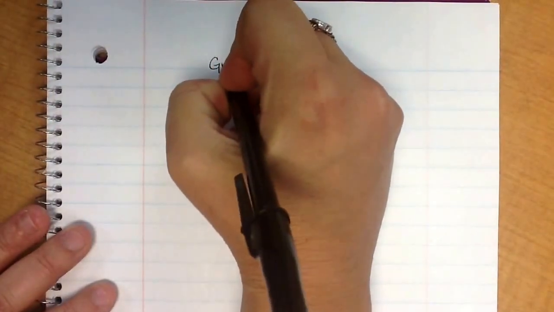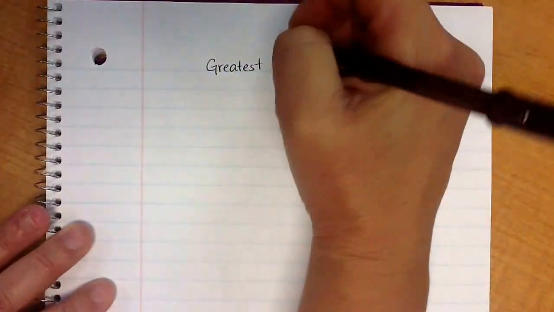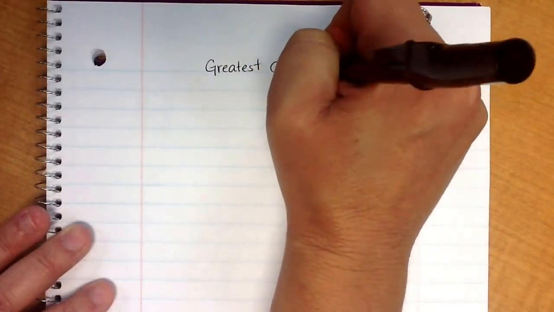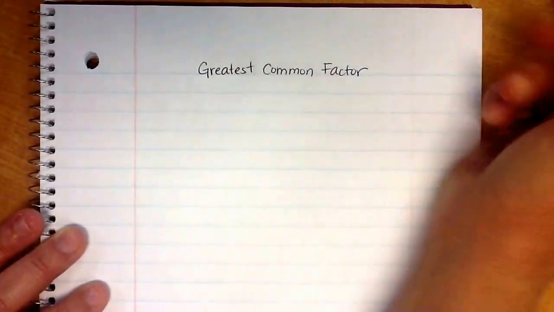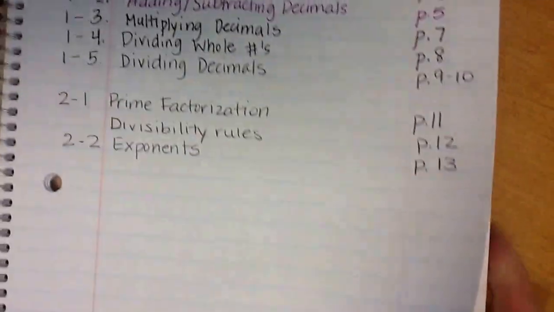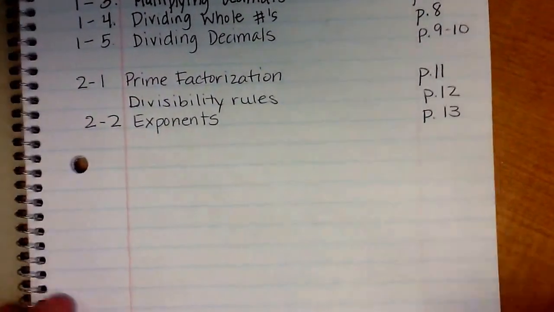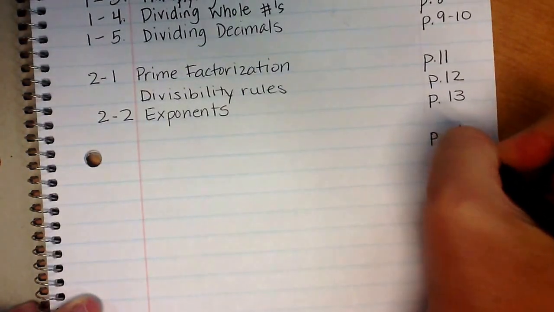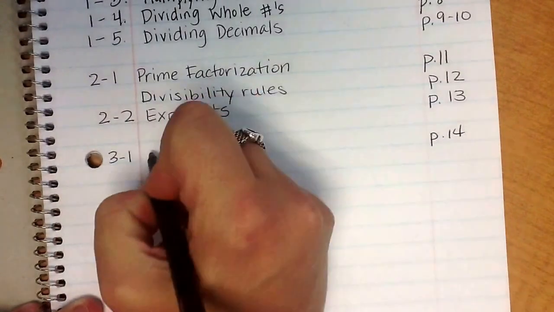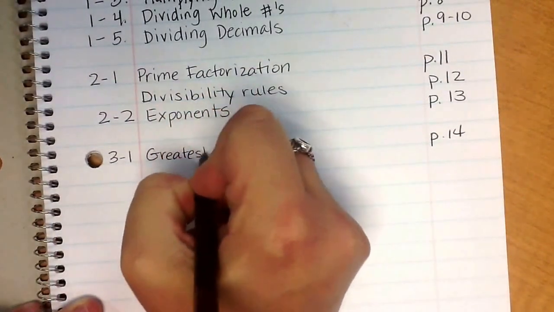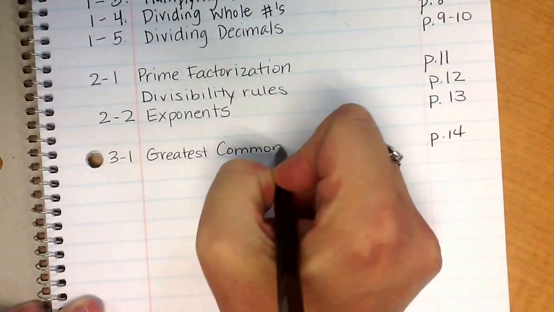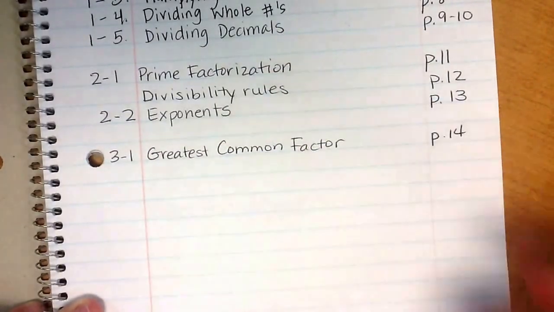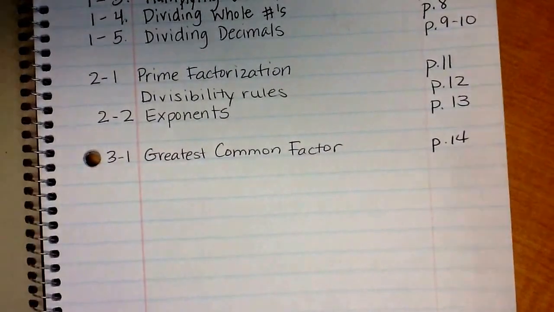This is on greatest common factor, so I'm going to go ahead and put that title on my notes. Greatest common factor, page 14 for me. I'm going to skip a line here so I can put 3-1 greatest common factor. Make sure you add that to your notebook if you don't have it already.